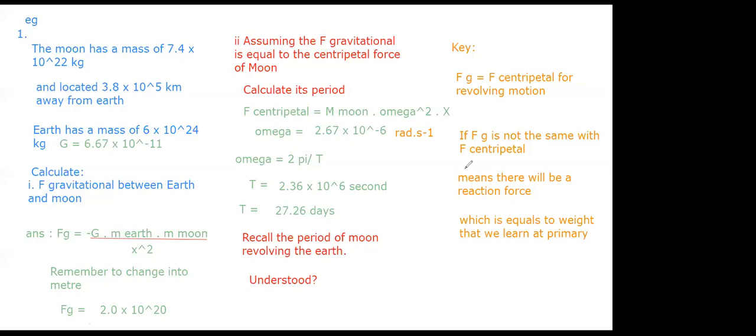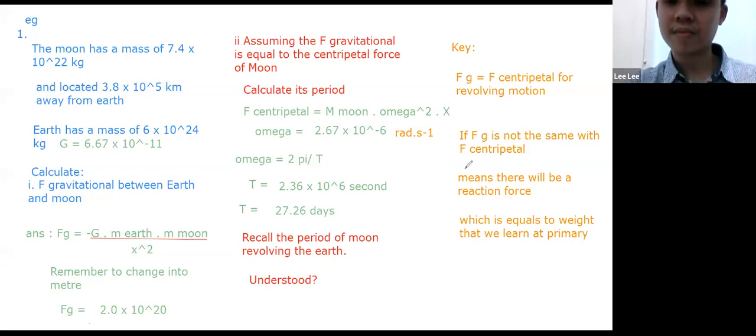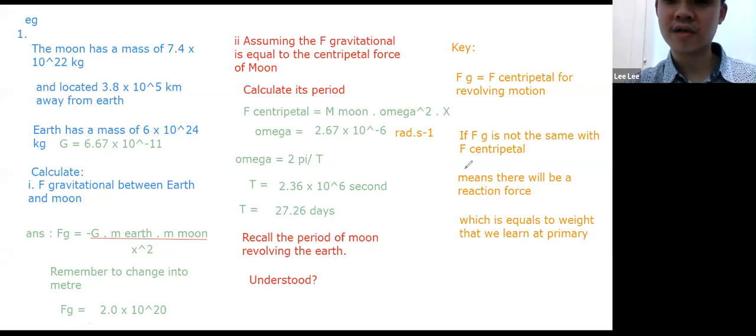Yes, sir. So for the period, how long? The period is 2.36 times 10 to the power 6 seconds. So if we change the seconds to days, it will be 27.26 days. Okay. So in primary lesson, we tell the primary students 28 days for one cycle. Okay?